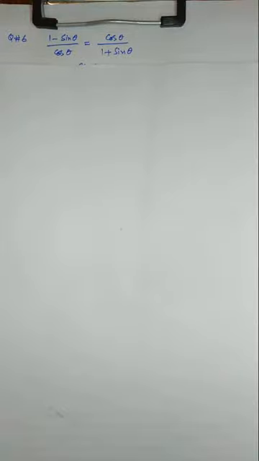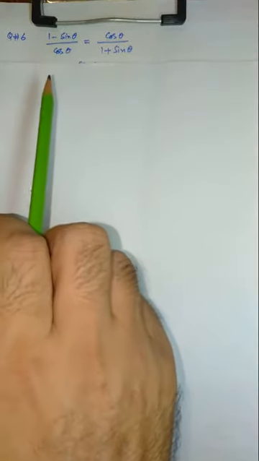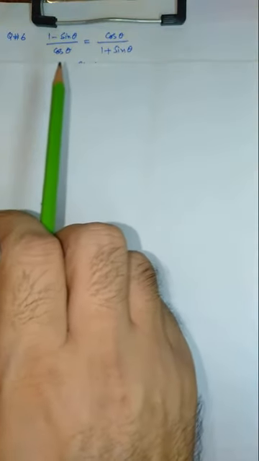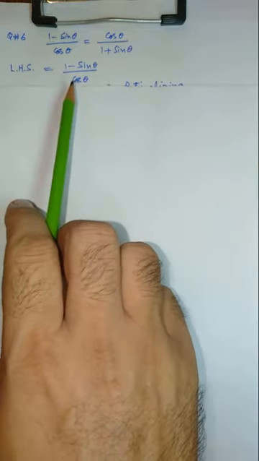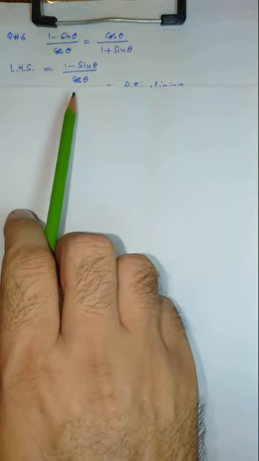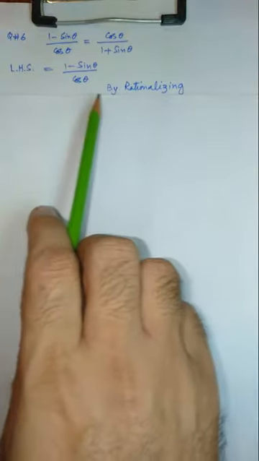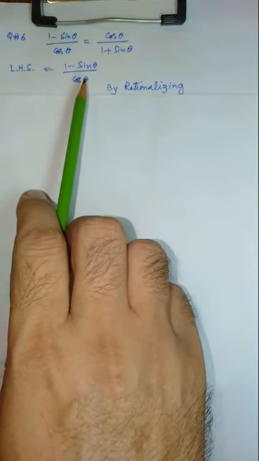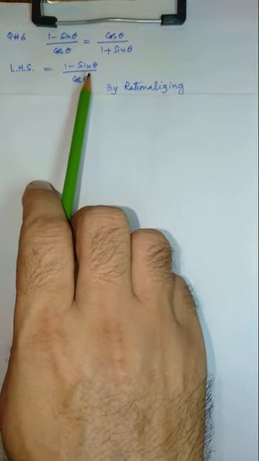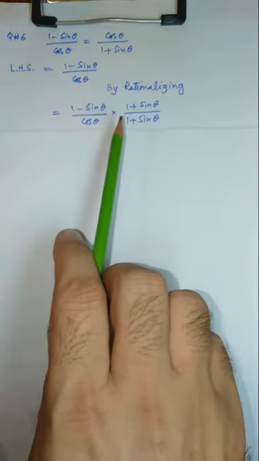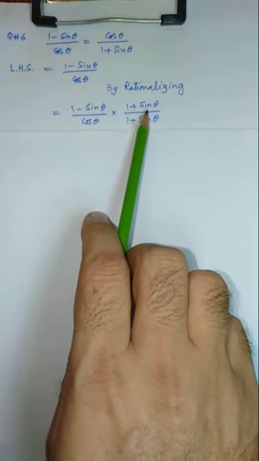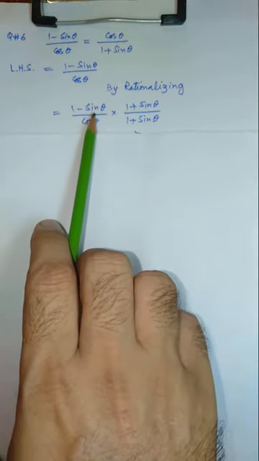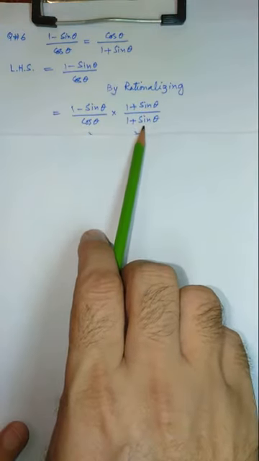Now question number 6 is given: 1 minus sine theta by cos theta is equal to cos theta by 1 plus sine theta. So taking the left hand side, which is 1 minus sine theta by cos theta. Now by rationalizing, we rationalize this by 1 plus sine theta, the conjugate of 1 minus sine theta. So multiplying and dividing by 1 plus sine theta, the numerator will multiply with the numerator and the denominator will multiply with the denominator.